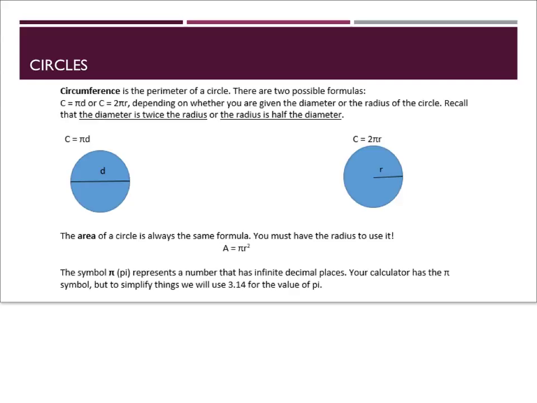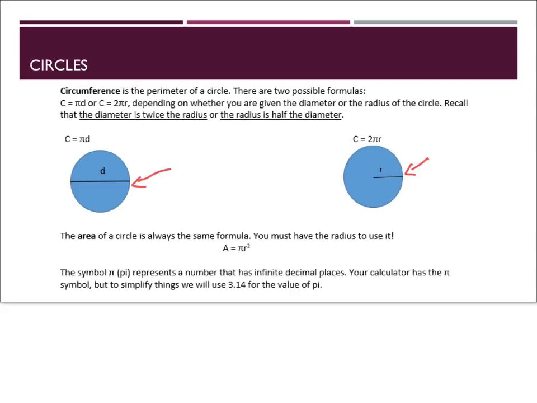When we have a circle, the two measurements that we have a choice of being given are the diameter or the radius. The diameter is a line that goes from one side of the circle to the other and passes through the middle. The radius starts from the center of the circle and makes its way just to one side. The diameter is twice as long as the radius.